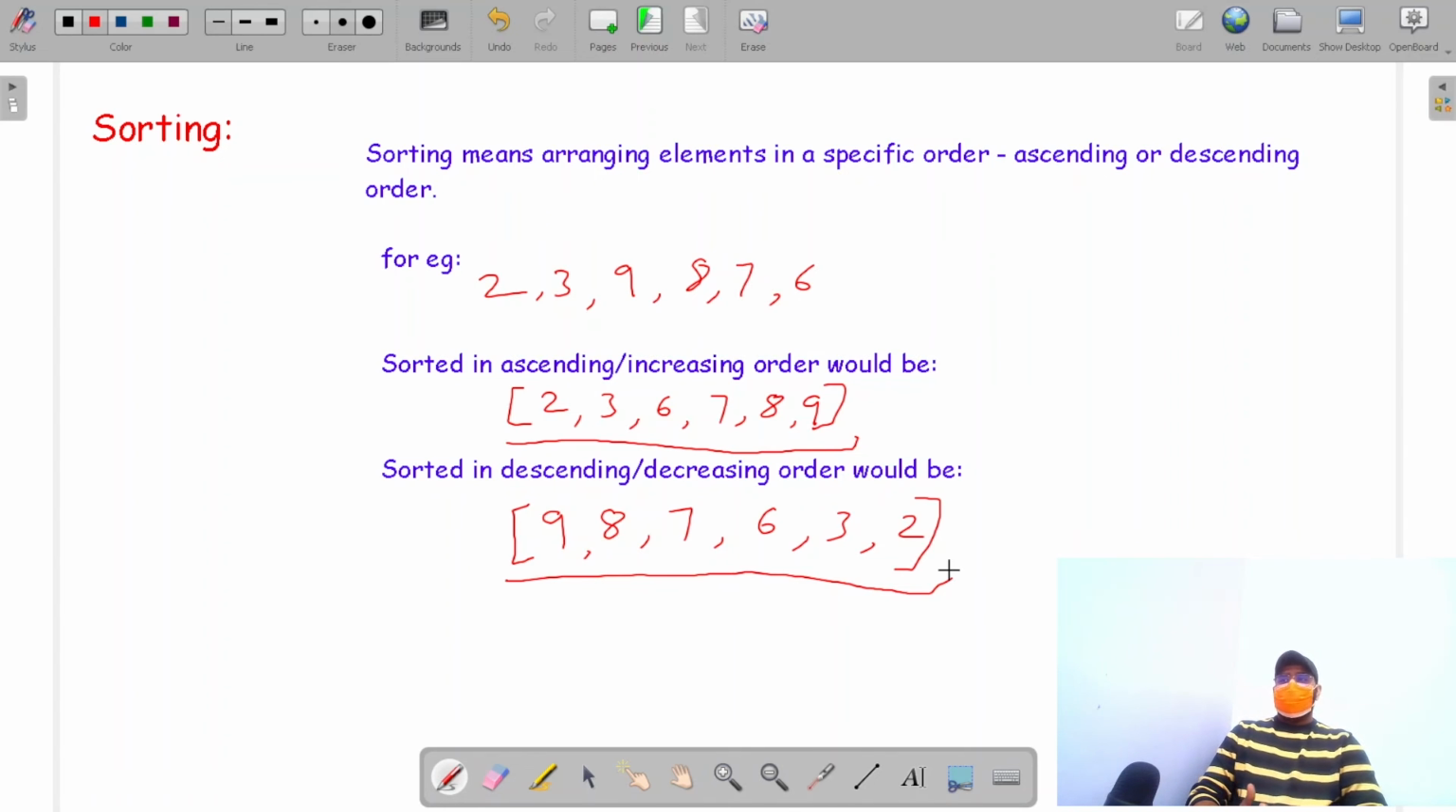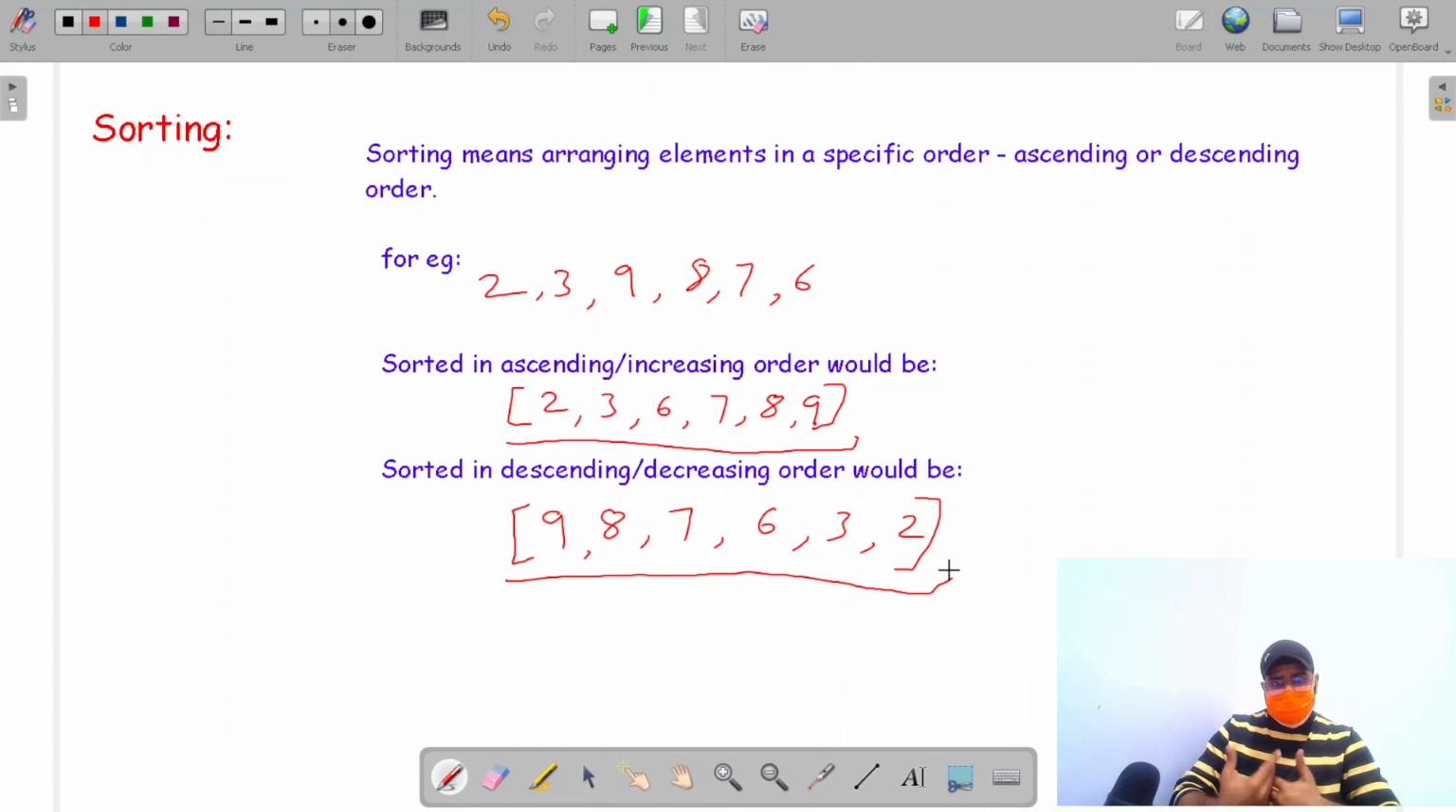So again, let me just reiterate. There are multiple ways that you can apply to sort a group of elements, such as selection sort, insertion sort, bubble sort, heap sort, and quick sort. But in this chapter, we would only be going through bubble sort and insertion sort.